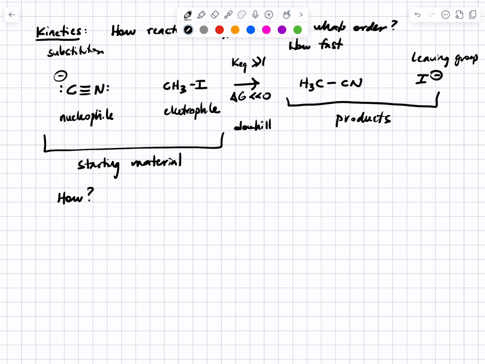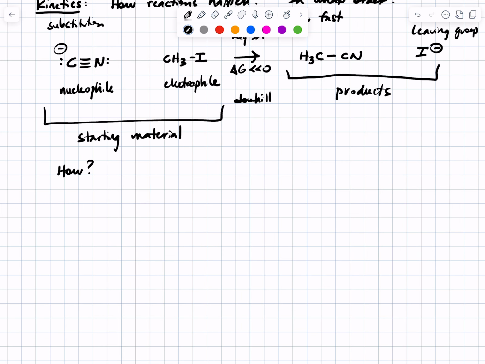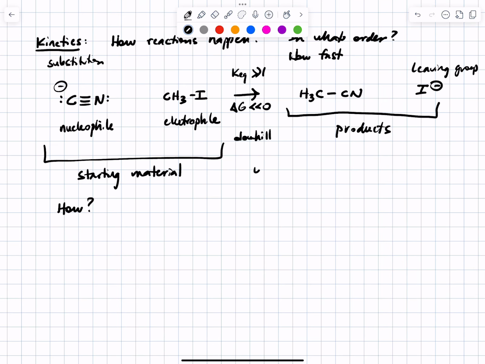So you could hypothesize multiple potential reaction pathways. And we would use data to try to see which mechanistic hypothesis was correct. So let's just write down here what happens. We break the carbon-iodide sigma bond and we make the carbon-CN sigma bond. So those are the two things that have to happen.